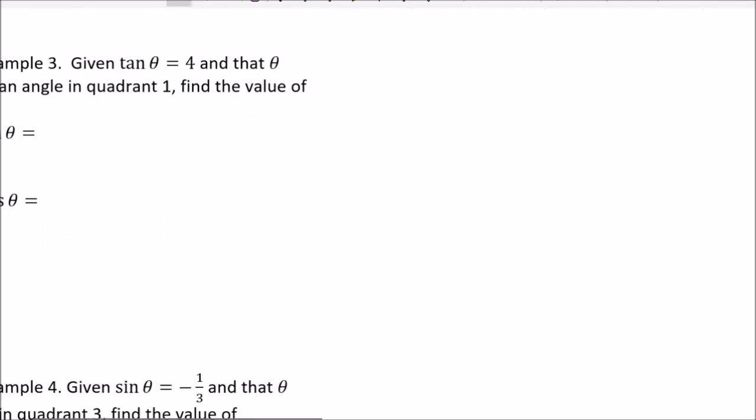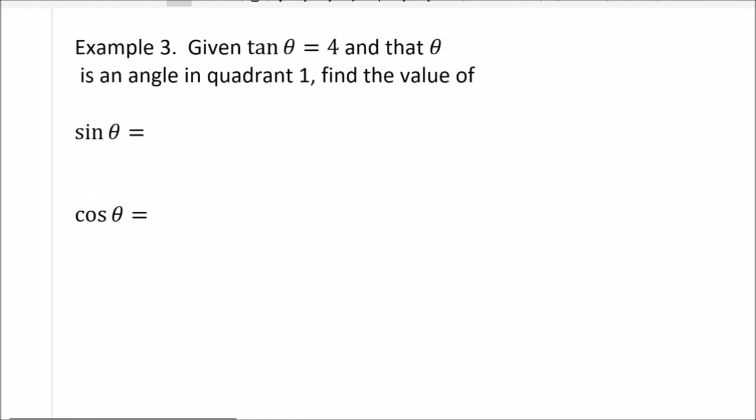Okay, a couple examples, and then we're going to be done today. Okay, so this is now the part that's trig functions of any angle. What are we given? We're given tan equals 4, and that we're talking about an angle in quadrant 1, maybe on the unit circle, maybe not, and then we have to find the value of sine and cosine.